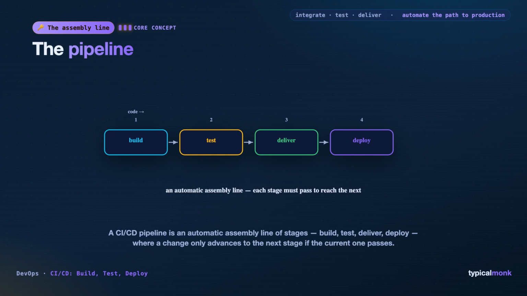So the takeaway: a CI/CD pipeline is an automatic assembly line of stages, build, test, deliver, deploy, where each stage is a gate that a change must pass to advance to the next. This staged, gated design makes shipping both automatic, since passing stages trigger the next, and safe, since a broken change is stopped at the gate it fails.